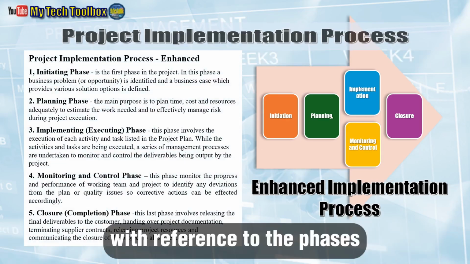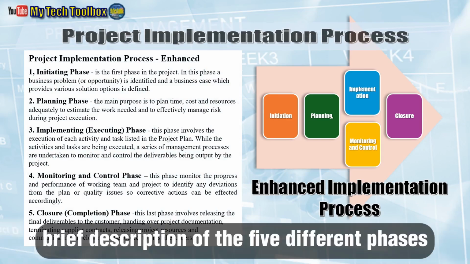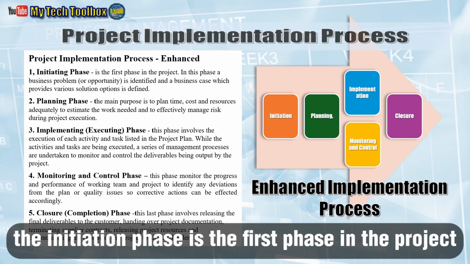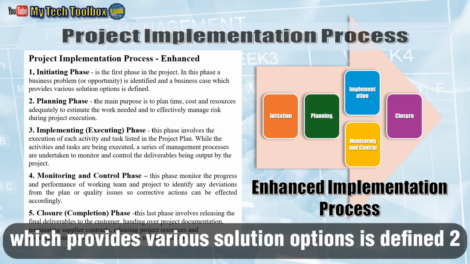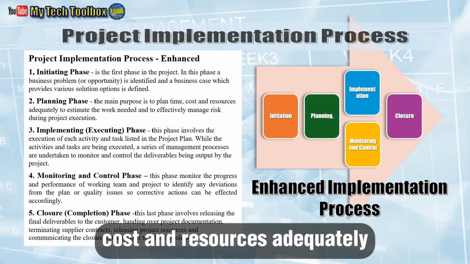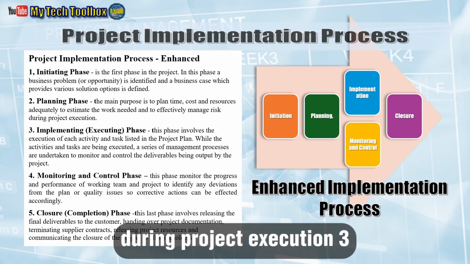With reference to the phases implemented through an enhanced implementation process, a brief description of the 5 different phases is as follows. 1. Initiating phase. The initiation phase is the first phase in the project. In this phase, a business problem or opportunity is identified and a business case which provides various solution options is defined. 2. Planning phase. The main purpose of the planning phase is to plan time, cost, and resources adequately to estimate the work needed and to effectively manage risk during project execution.